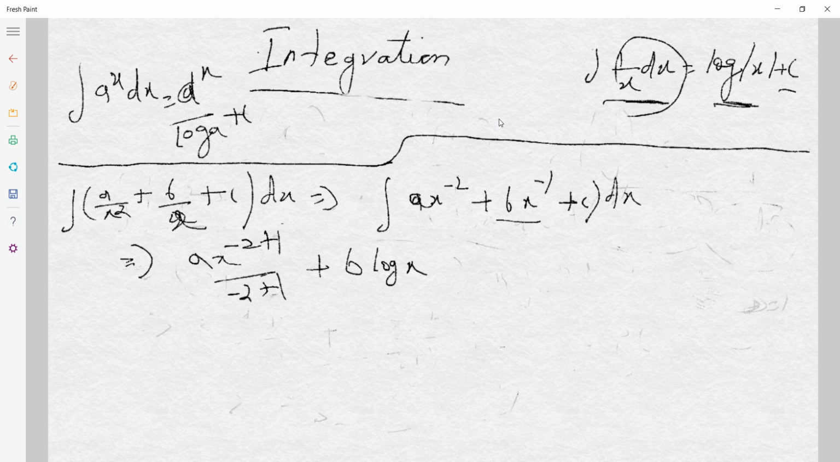Forget about c for now. c is a constant, so we don't have to worry about it. So I'll take this off for now. Integration of 1 by x dx equals log of x, exactly what we did. So b times, you can take the b out, and it will be integration of 1 over x times dx. If you remember in my previous exercise, I showed you how to split this into 3 integrals. So we can do integration of a x to the power minus 2 dx plus integration of b x to the power minus 1 dx plus c dx.